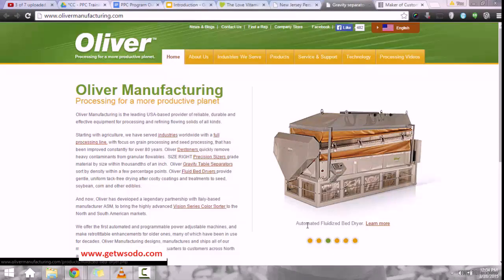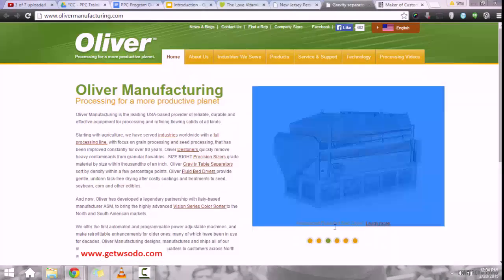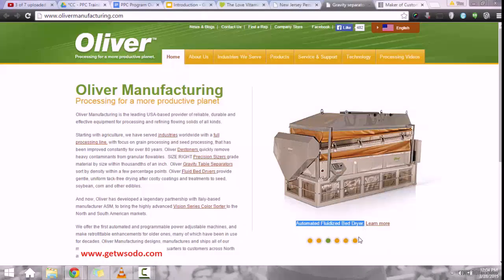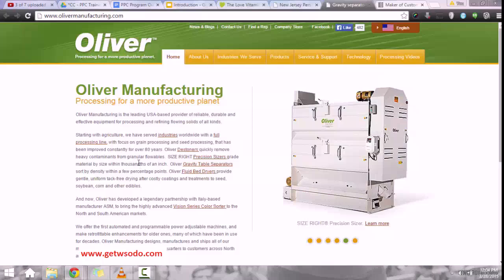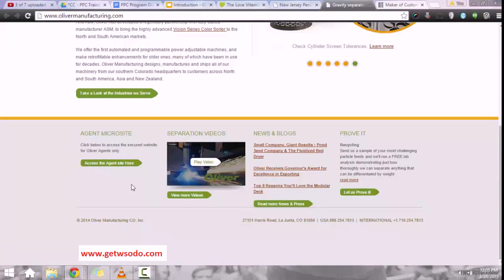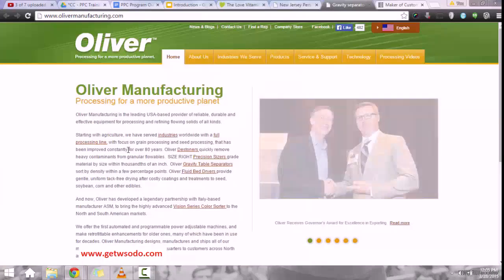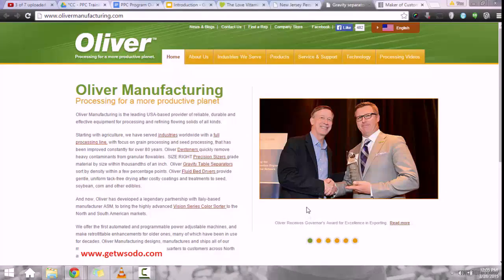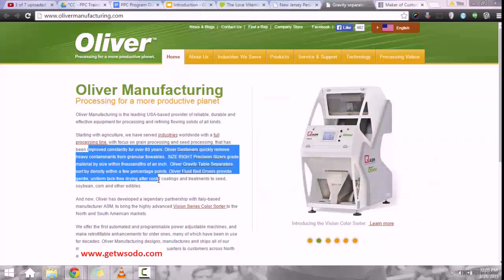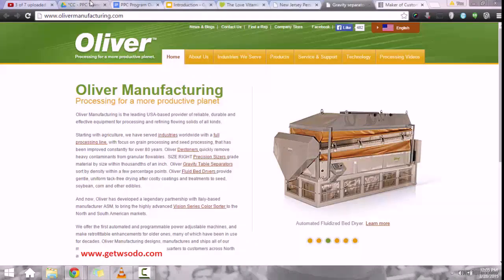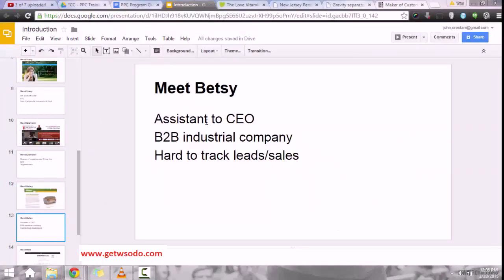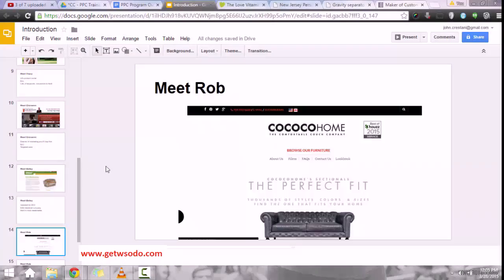But the problem with working in a B2B company is very few people are going to be looking for an automated fluidized bed dryer. The hard part about this is that the search volume is so small that Betsy wonders, is it even worth it to be on AdWords? They have a very hard time tracking anything because search volume is so small, and you can't split test a website or landing pages if only 5 people are searching for this sort of stuff a month, and Google doesn't even keep track of some of this when the search volume is so small. So those are some challenges for this company. B2B, hard to track leads, sales, and we'll go over some of those things.